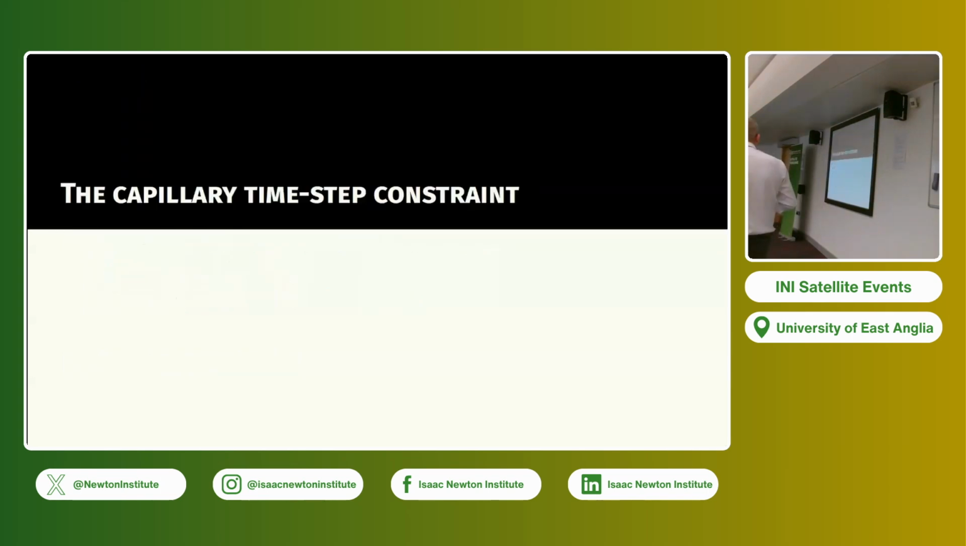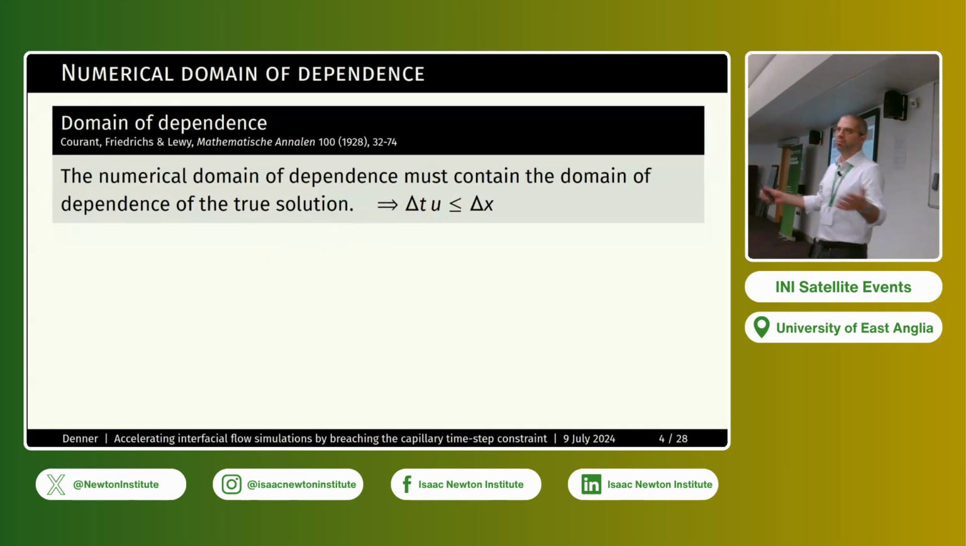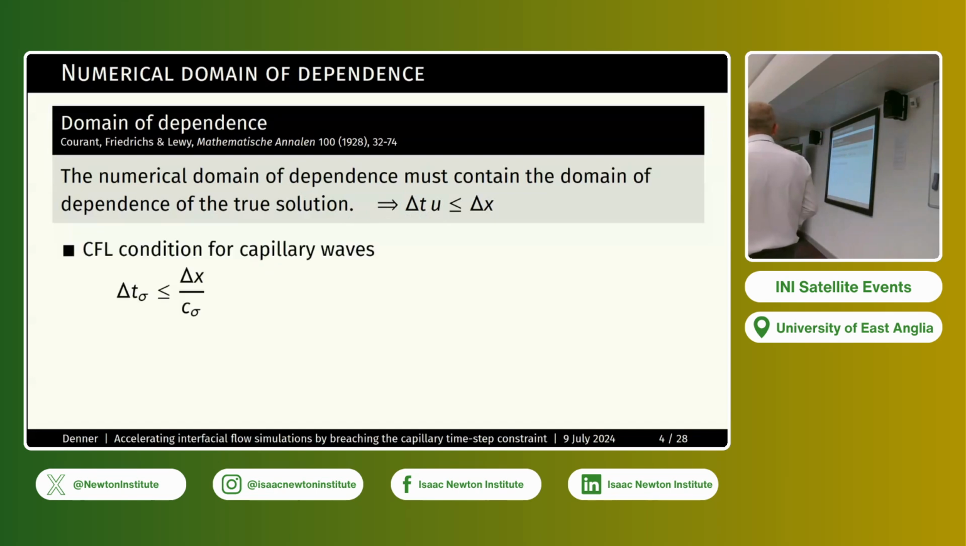So the capillary time step constraint, for those of you who have had a reasonably good CFD course at some point, are familiar perhaps with the numerical domain of dependence, which was originally proposed by Courant and co-workers. And that basically means that the numerical domain of dependence must contain the domain of dependence of the true solution, which leads to the very well-known CFL condition. So basically, our numerical solution should not move more than one grid cell in a given time step.